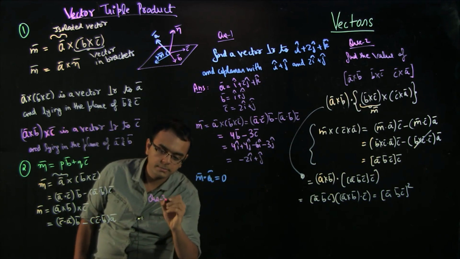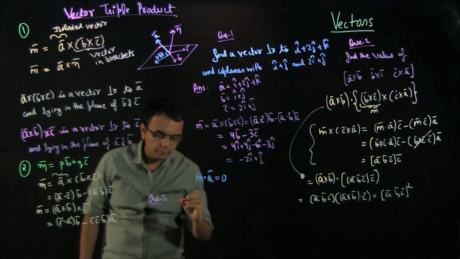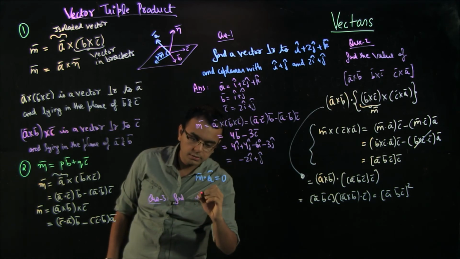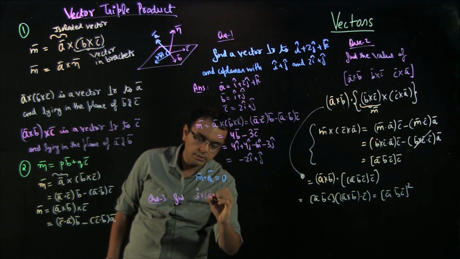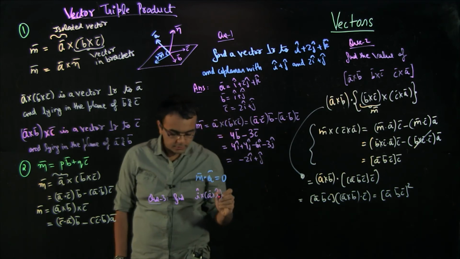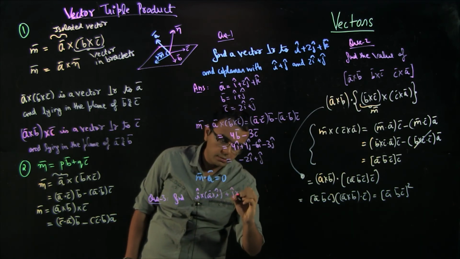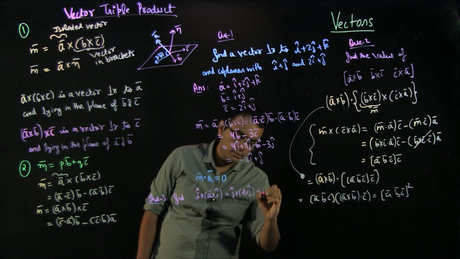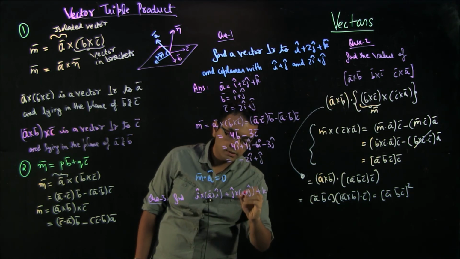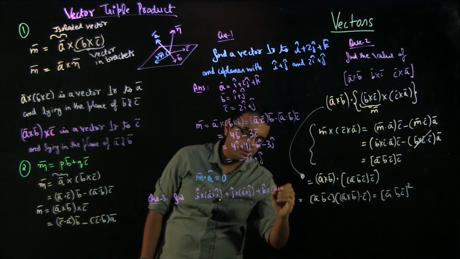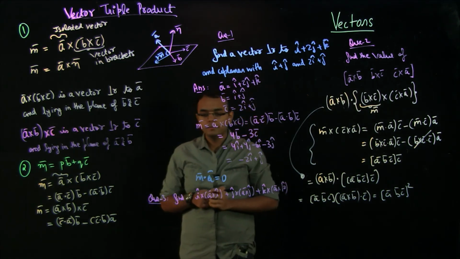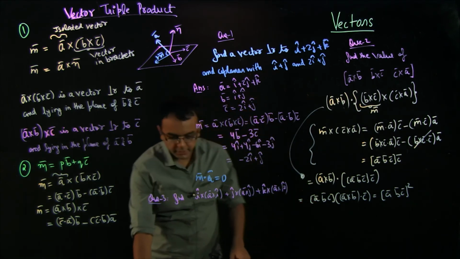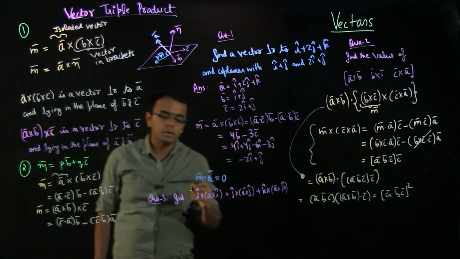The question says, find the value of I cross A cross I plus J cross A cross J plus K cross A cross K. If you do it quickly, again open up the brackets like we have discussed for the vector triple product.